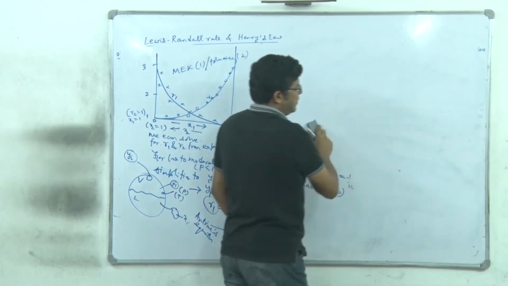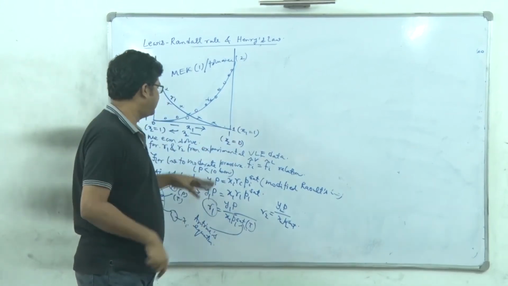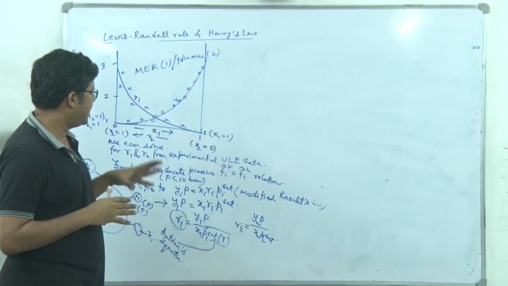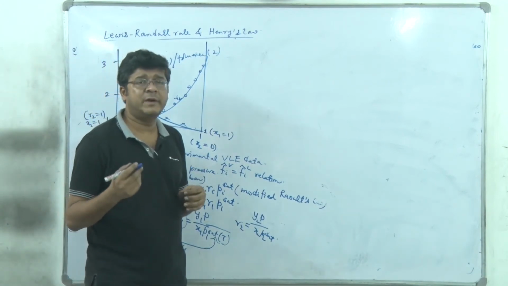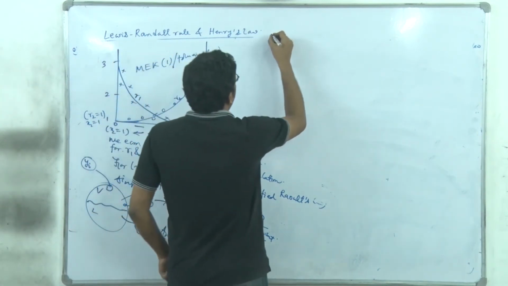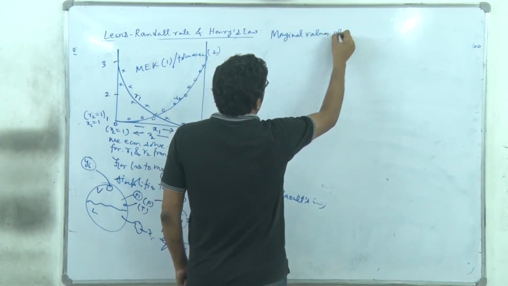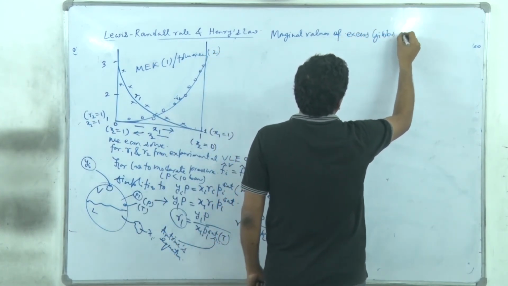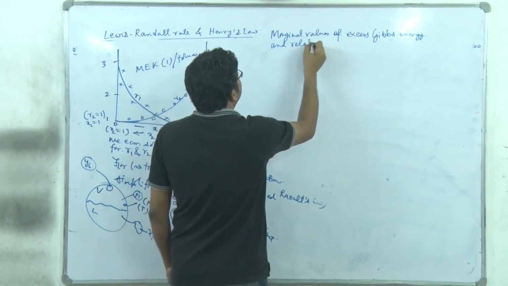So next we will further introspect into this entire formalism, not only of gamma. Gamma we have got more or less, we have explored these properties of the gamma, right? Next we will also investigate a bit on this excess Gibbs energy, right? So, marginal values of excess Gibbs energy and related functions.